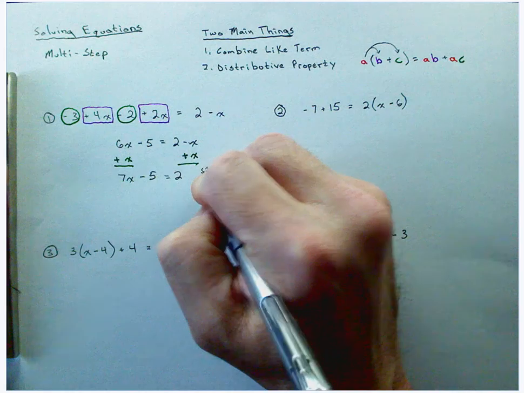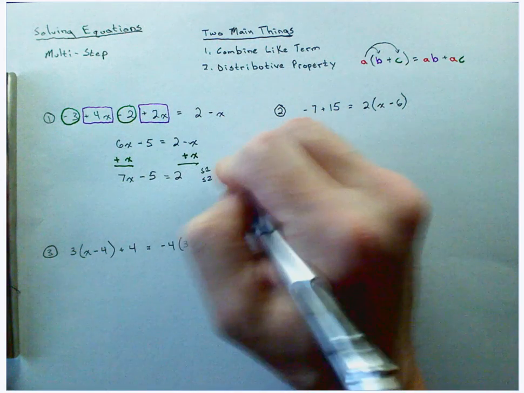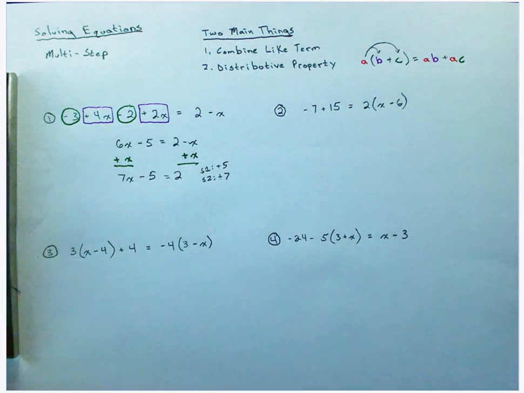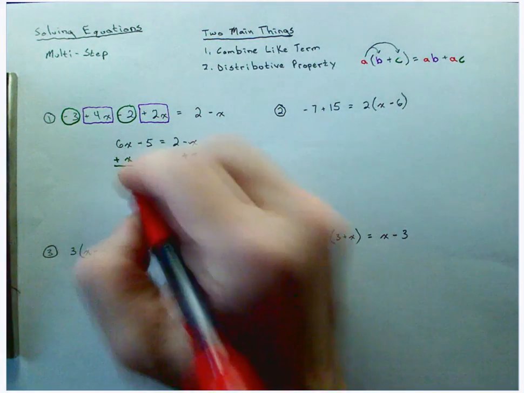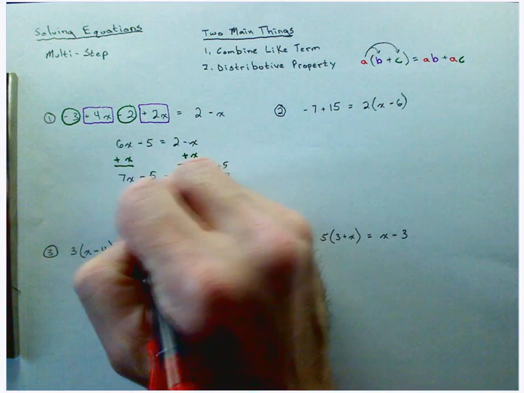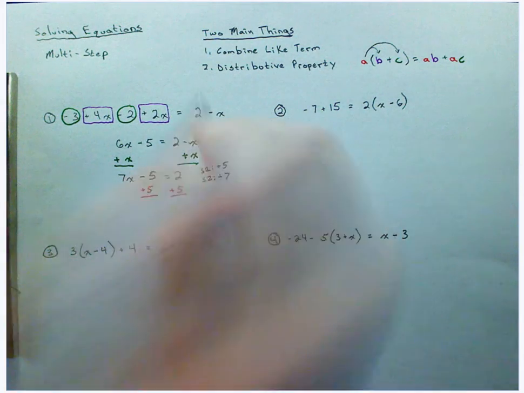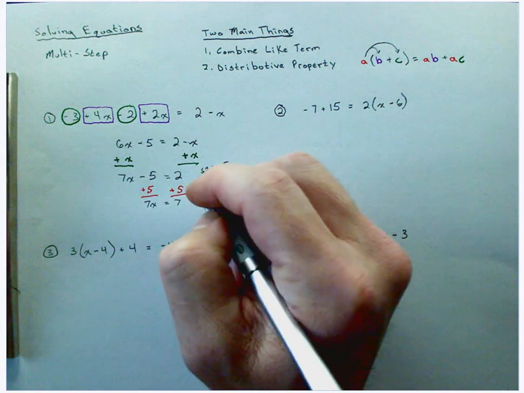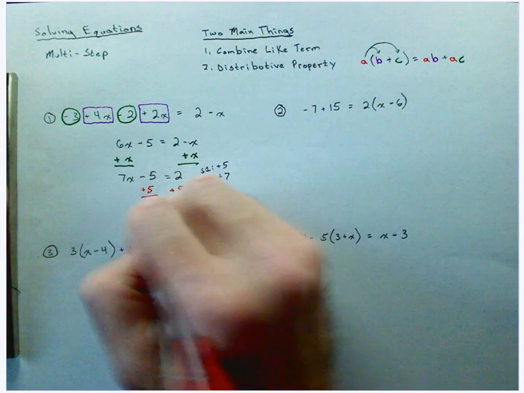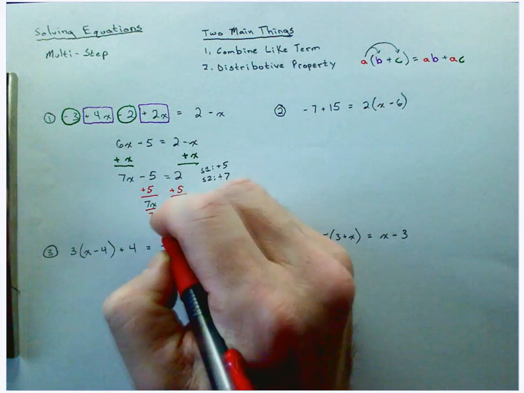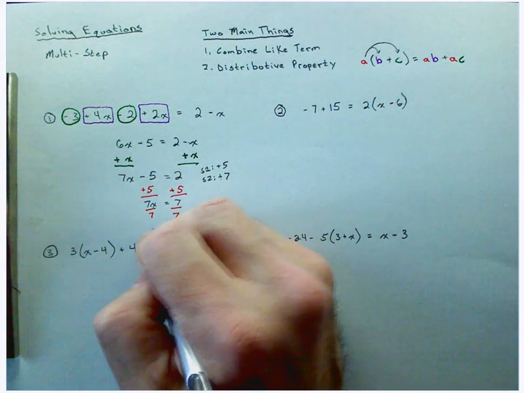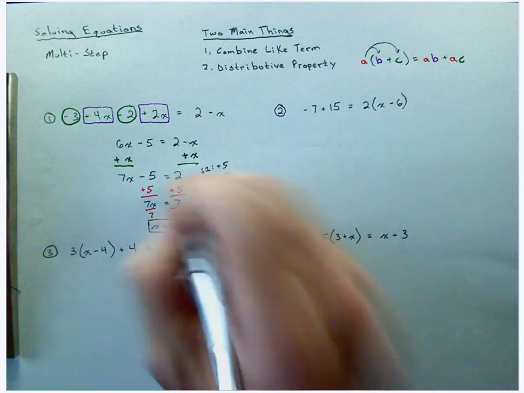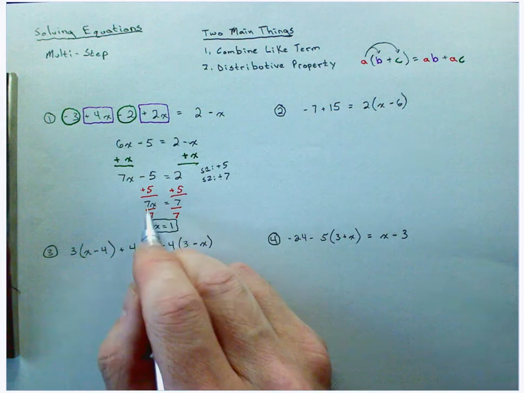Step 1 is to add 5. Step 2 will be to divide by 7. So I will add 5. If I do it to one side, I have to do it to the other. And I'm left with 7x equals 7. I will divide both sides by 7. And x will equal 1. As a reminder, whenever I add or subtract, I'm trying to make a 0. Whenever I multiply and divide, I'm trying to make a 1.